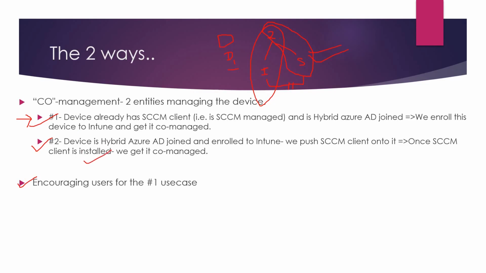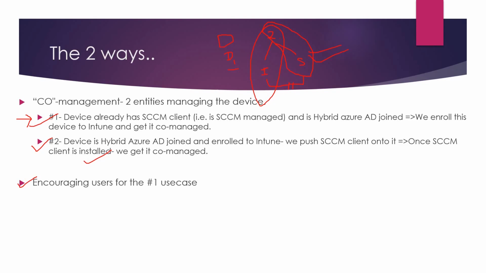So the flow in this case is something like this. The device is already managed via Intune. We push the SCCM client to the device. And once the SCCM client is pushed to the device, the client communicates to the SCCM server via something called Cloud Management Gateway. CMG is kind of a liaison to which the device talks, and CMG then redirects the traffic to the MP.